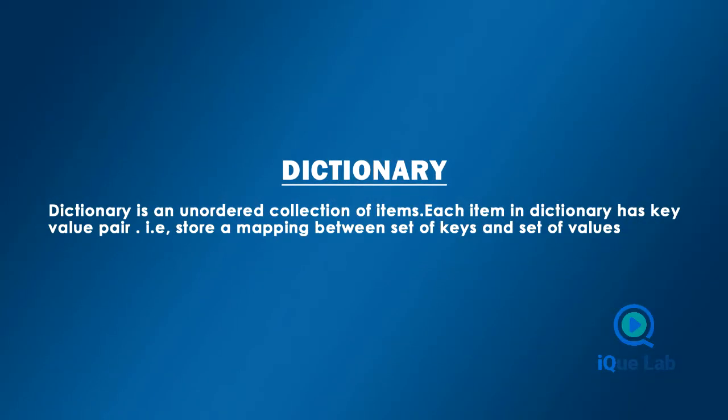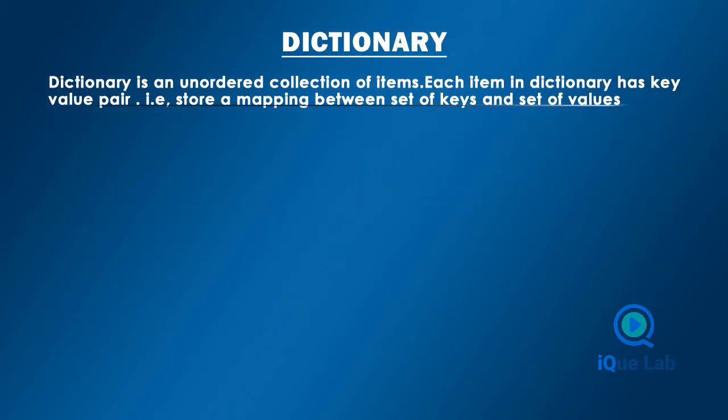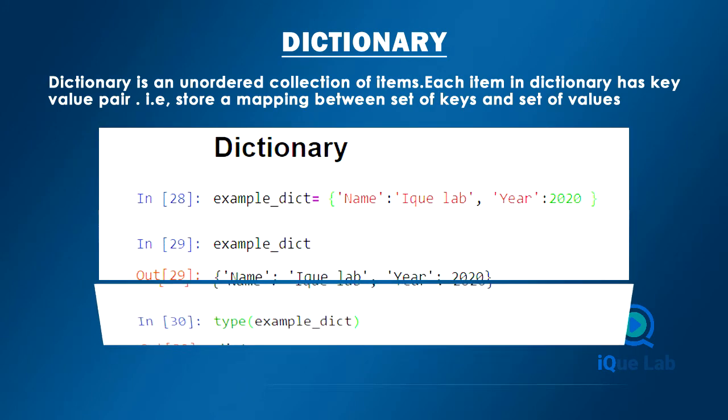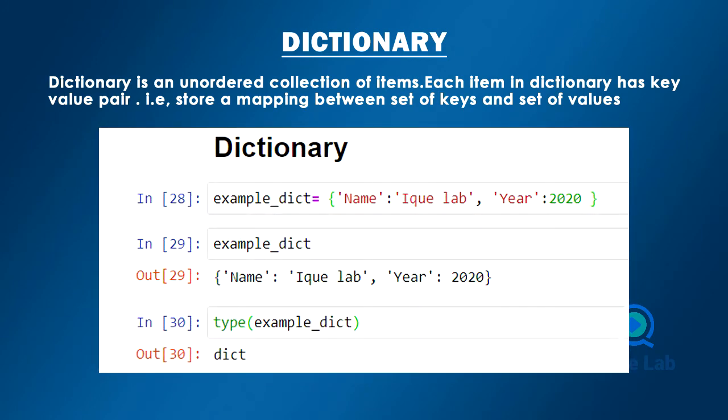A dictionary is an unordered collection of items. Each item in a dictionary has a key-value pair. That is, it stores a mapping between a set of keys and a set of values. In Python, dictionaries are written with curly brackets, and they have keys and values. In this example, you will understand how to create a dictionary in Python.